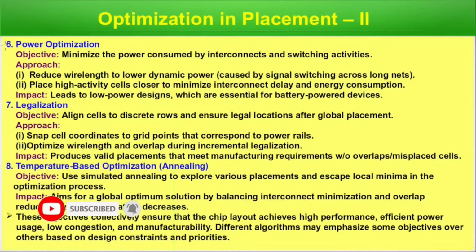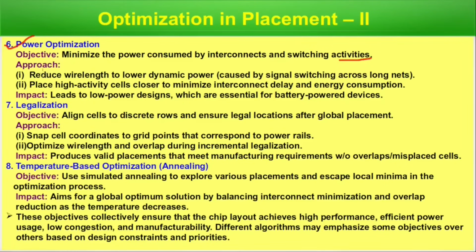Now, power optimization. Objective is to minimize the power consumed by interconnects and switching activities. This is even more important in the kind of devices we are using nowadays. They are basically mobile devices and dependent on battery power. So if power is limited within a battery, you are giving charge to a battery, so power is limited and expense is more. Obviously, it's a loss. So power optimization is so crucial. Minimize the power consumed by interconnects and switching activities.